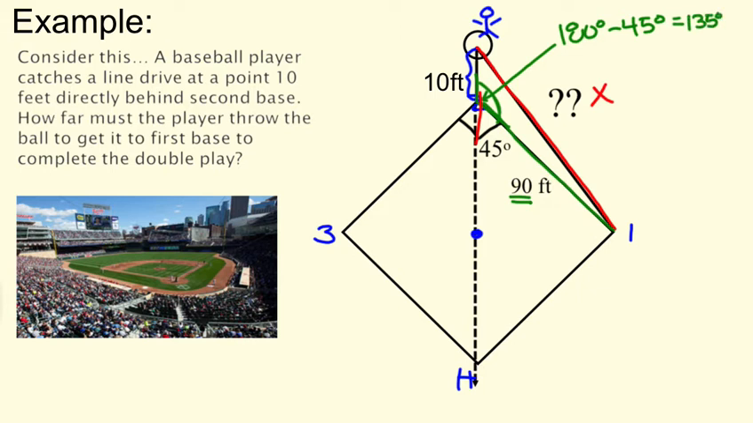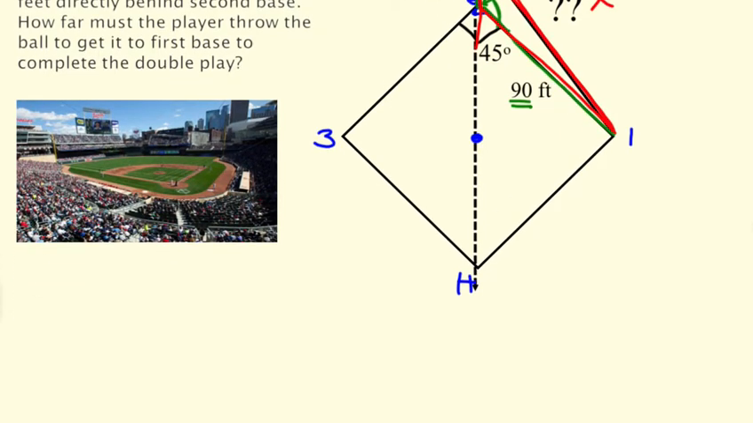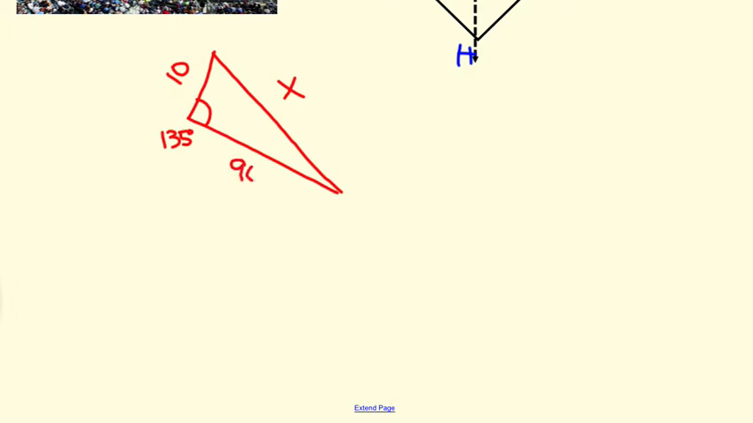What I'm going to do is take this triangle as it looks right now and redraw it down below, so there's a little bit less stuff going on. Okay, so we found that angle to be 135 degrees. We have this distance x as our unknown from the player to first base. Then we have a distance of 10 feet, and then we have a distance of 90 feet.